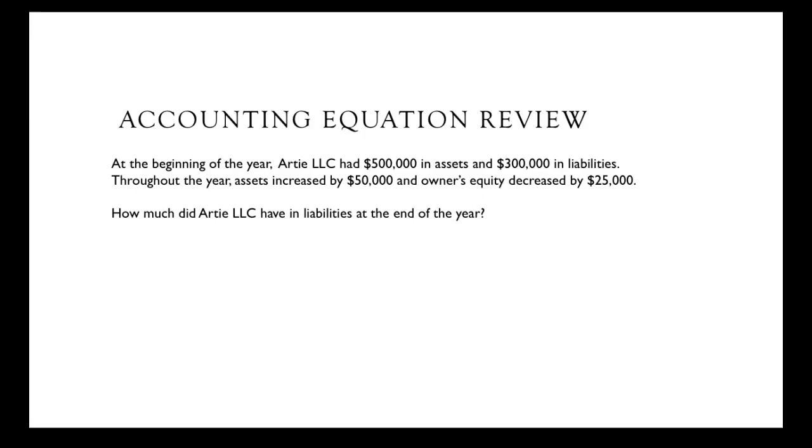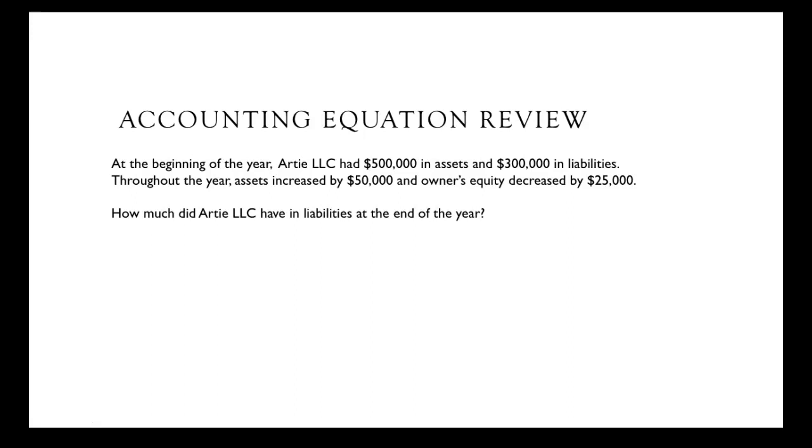So now we can work on an example problem using the accounting equation. So this problem tells us that at the beginning of the year, RD LLC had $500,000 in assets and $300,000 in liabilities. Throughout the year, assets increased by $50,000 and owner's equity decreased by $25,000. We need to find out how much did RD LLC have in liabilities at the end of the year.